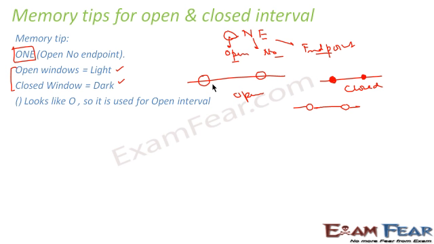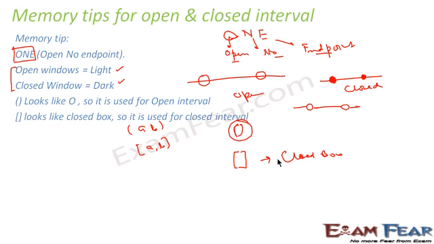Also, we have this, which means open, and this, which means closed. Here you are confused, right? How to remember this? When you merge this brace and this brace, what you get is an O. So that means this is for open. But when you merge this brace and this brace, what you get is a closed box. A closed box.